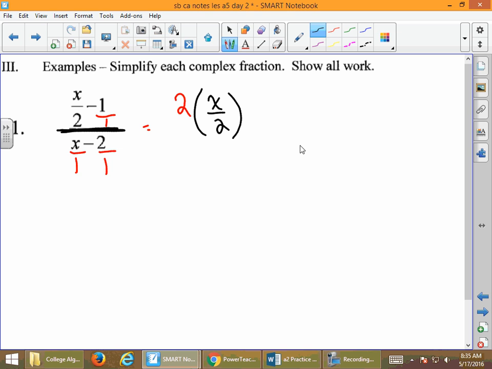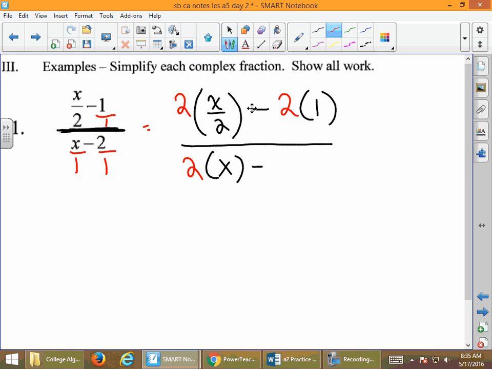We're going to take that common denominator and multiply it by every individual term within this fraction. So we're multiplying 2 by x over 2, 2 times 1, 2 times x, and 2 times 2. What we're multiplying by, the LCD, the least common denominator, is in red. And we're going to multiply that by the original problem, which is in black.